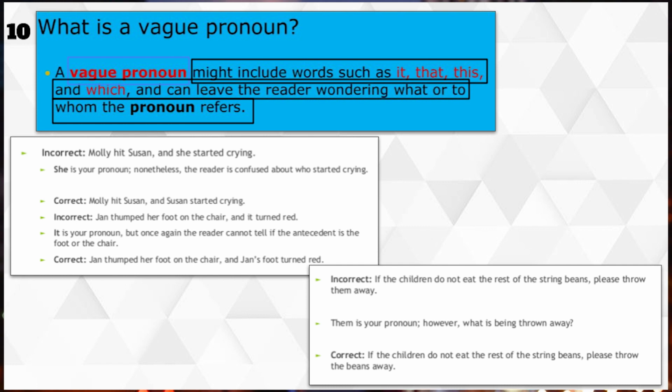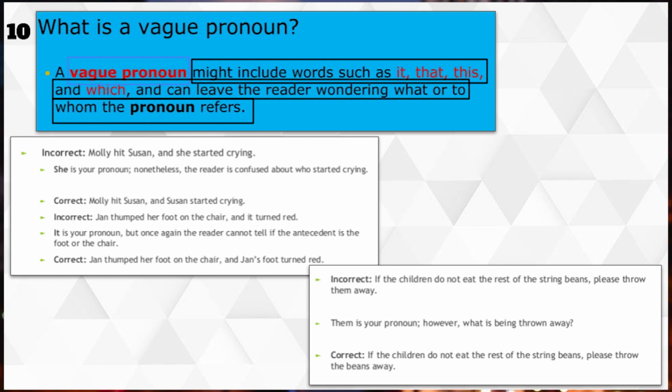Another incorrect example would be, Jan thumped her foot on the chair and it turned red. It is your pronoun, but once again the reader cannot tell if the antecedent is the foot or the chair. We don't know if when Jan thumped her foot on the chair, her foot turned red, or if the chair magically turned red. Again, we can probably guess that it was her foot, but the sentence still comes off like it could go either way. The correct way to do it would be Jan thumped her foot on the chair, and Jan's foot turned red. It's clear and it clarifies things instead of being too vague.